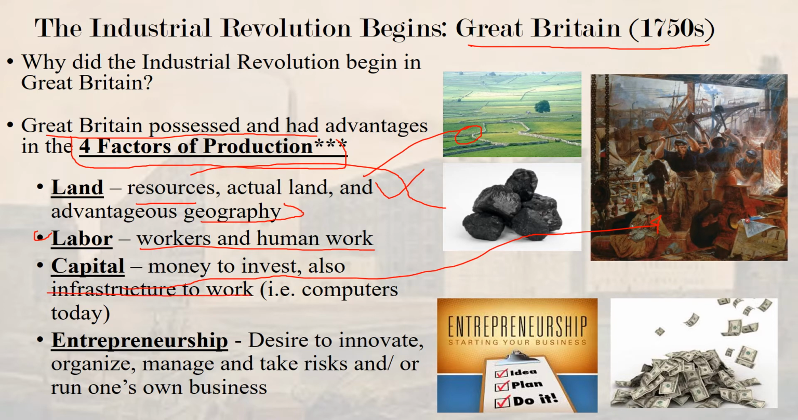They had advantages in capital, which is both the money to invest in these new factories, in these new machines, and it's also the actual infrastructure that people work on. Like if you buy a mill, like a water mill, a water wheel, that is also considered infrastructure or capital as well. Today, capital would be like computers, the computer I'm working on now. And they had advantages in entrepreneurship. That's the desire to innovate, the desire to change things, the ability to organize and manage and take risks and run one's own business. They had a class of people, entrepreneurs, these wealthy people who wanted to invest, who wanted to make money, who were willing to risk their money in new factories and new businesses, hoping that they'd make a profit. So they had all of these advantages.